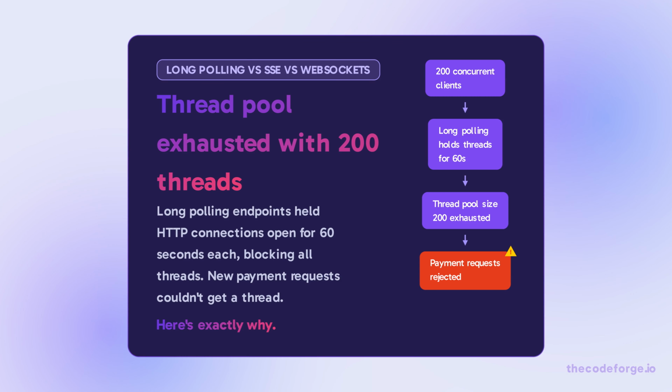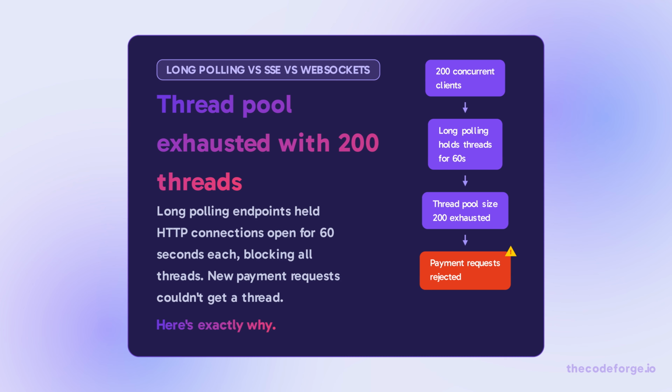Payment service stopped processing transactions. The server was alive, but all request threads were blocked. Error: java.util.concurrent.RejectedExecutionException, thread pool exhausted. The root cause: long polling endpoints held HTTP connections open for 60 seconds each.